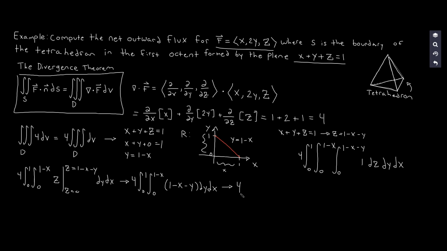So now I'm going to do 4 times the definite integral from 0 to 1. And then inside of here, the integrand, I'm going to treat 1 as a constant, I'm going to treat x as a constant, and I'm going to evaluate this integral with respect to y. So we're going to have y minus x times y minus a power rule situation, which is y squared over 2. And then it's going to be evaluated at its limits of integration, namely y equals 0 at the lower limit, and then y equals 1 minus x at the upper limit.